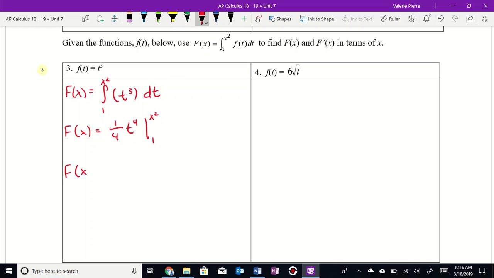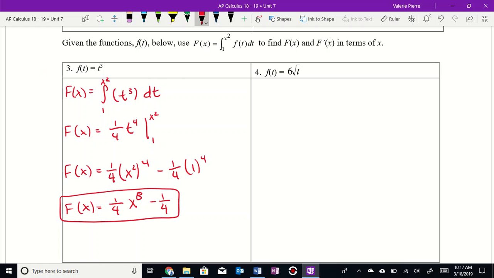So capital F of x is equal to, using FTOC, 1/4 x squared to the 4th minus 1/4 times 1 to the 4th. So capital F of x is equal to 1/4 x to the 8th minus 1/4. And capital F prime of x is equal to 2x to the 7th.